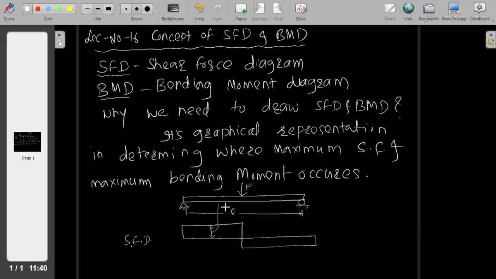With the help of this, throughout the beam the shear force is constant. One side is positive, one side is negative, in the opposite direction. It doesn't matter. That's why, throughout the beam, the magnitude of the shear force is the same. Accordingly, we are taking this shear force.